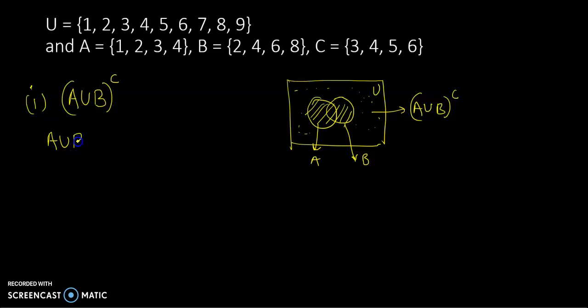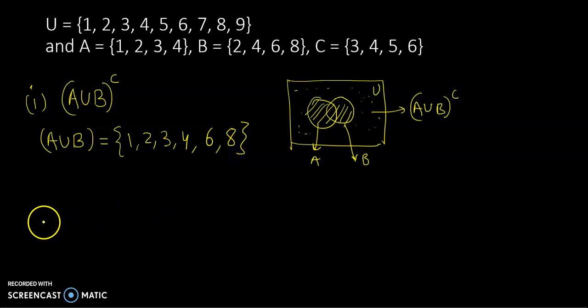Let me find A union B. By the definition of A union B, it consists of the members which are a part of A or B, non-repetitively. So what are the members of A? 1, 2, 3, 4. In B, 2 is already covered, 4 is already covered, 6 is left, and I'm left with 8 also. So this is A union B.